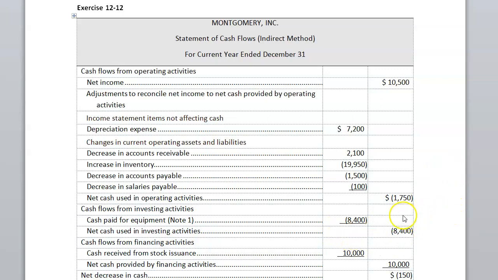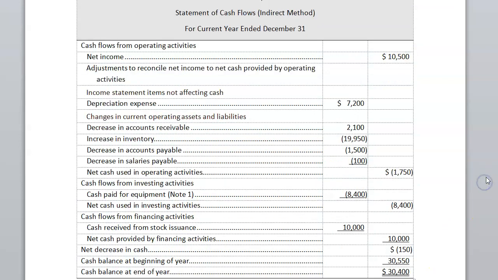Now we're going to look at the next section, cash flow from investing activities. We paid out cash for equipment. So that's going to be negative $8,400. That was the only investing activity. So the subtotal is the same. Our financing activities. We received cash for issuing stock. So again, that subtotal is the same. And then we determine the net increase in cash by adding these three subtotals up, and we have a decrease in cash for the year of $150. We add the beginning cash, and this will equal the balance sheet ending cash of $30,400.